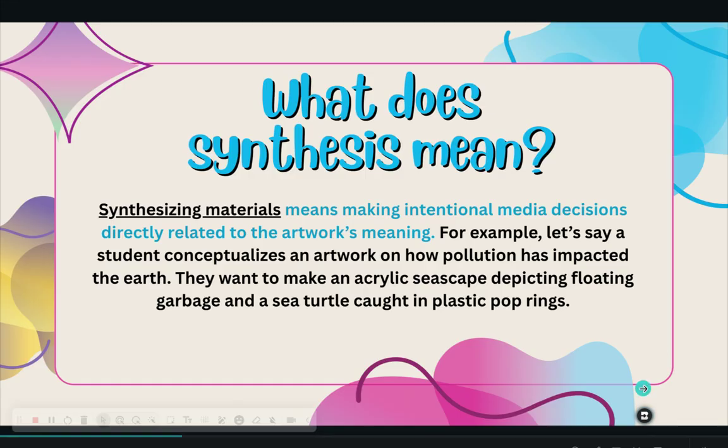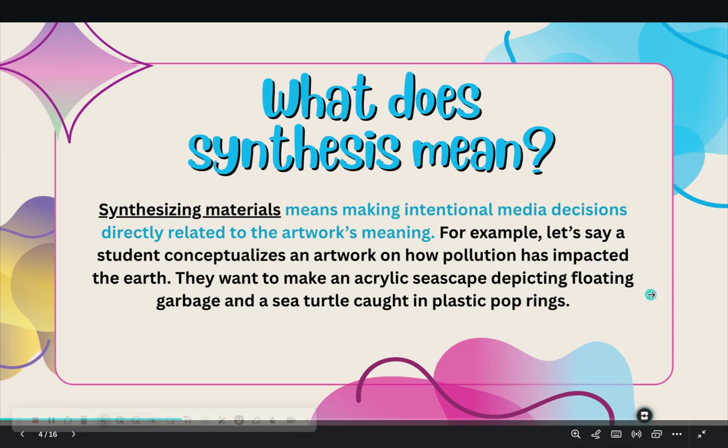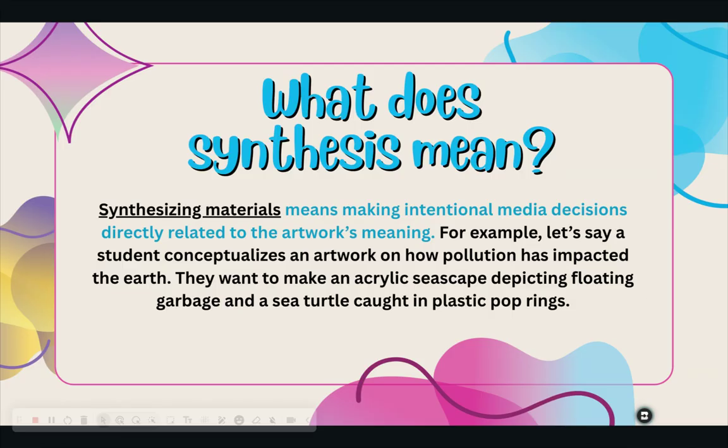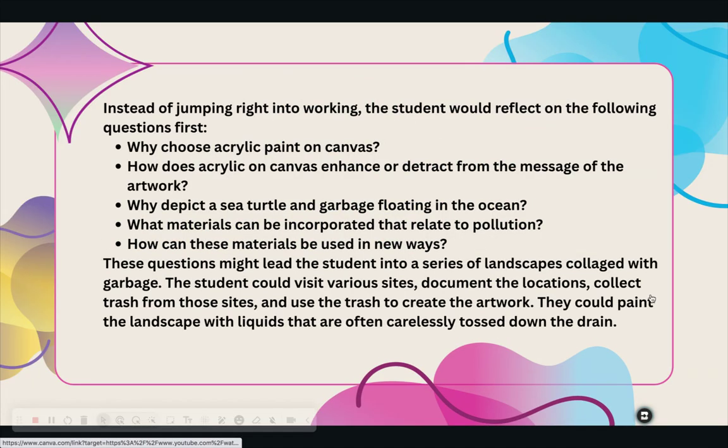But for example, let's say a student conceptualizes an artwork on how pollution has impacted the earth. They want to make an acrylic landscape depicting floating garbage and a sea turtle caught in plastic pop rings. Now, instead of jumping right into working, the student would reflect on the following questions first. Why choose acrylic paint on canvas? How does acrylic on canvas enhance or detract from the message of the artwork? Why depict a sea turtle and garbage floating in the ocean? What materials can be incorporated that relate to pollution? And how can these materials be used in new ways?